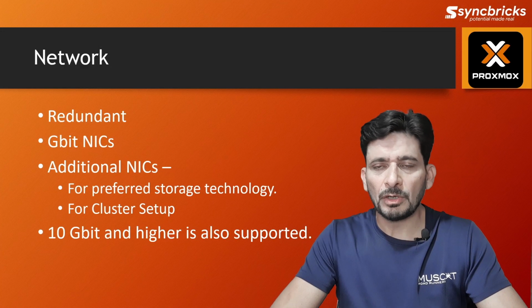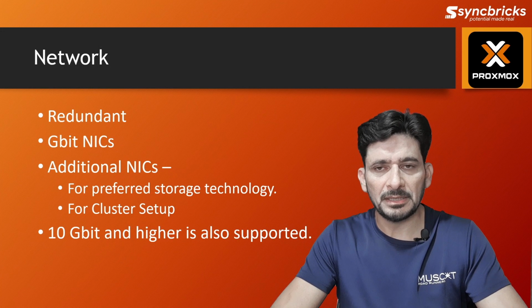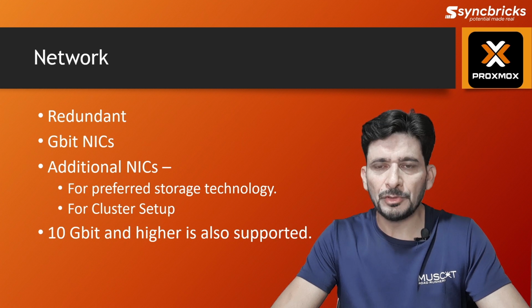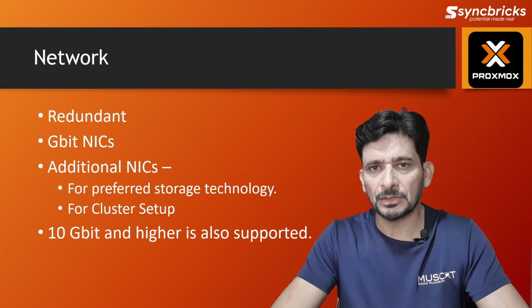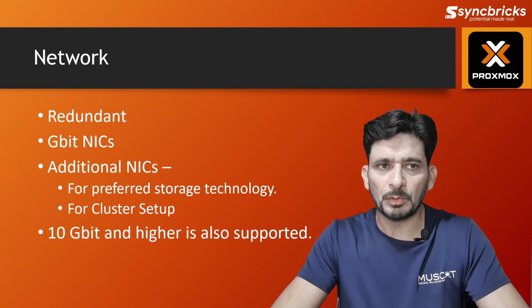So, redundant network facilities should be available. Gigabit NICs are recommended. Additionally, if you want pass-through NICs, you can have an additional network card which can be passed through to a specific VM. For a clustering setup also, you need to have network interface cards.